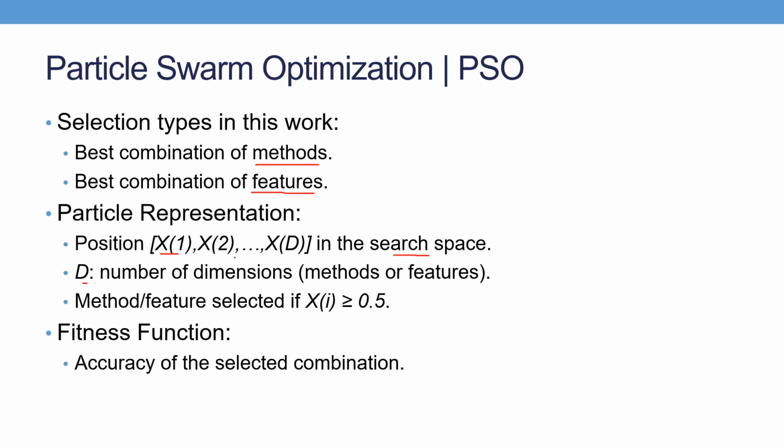After it achieves the best solution, we will select methods or features where x is higher than 0.5. Fitness is the accuracy of the selected combination. So we are selecting here the methods that offer features that achieve 0.5 or higher to combine during the classification.